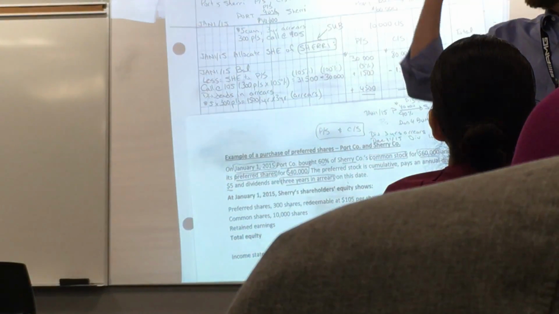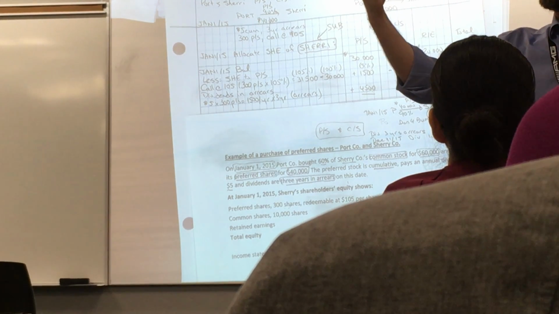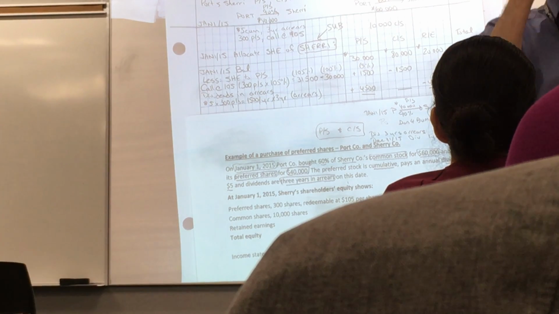In some of the homework questions, they do this on December 31, not January 1. So if it was December 31 and it was 3 years in arrears, then that is December of 15, 14, and 13. Okay? So it's a total of 3 years.